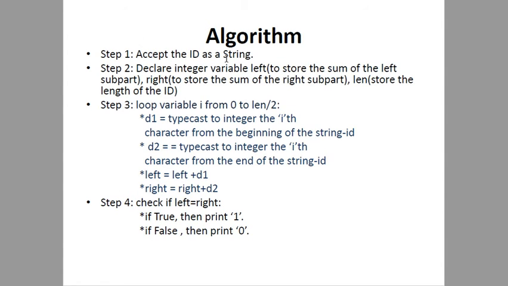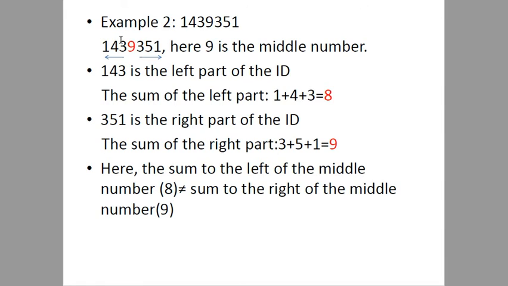And for the algorithm, the easiest way to do this is to accept the number as a string and declare these variables: left to store the sum of the left subpart, right to store the sum of the right subpart, and length to store the length of the ID, which is always odd. So loop variable I from 0 to length divided by 2, that is, to the half of the string. So here we'll go from 1 to 9, so basically just this half. I goes from 1 to 4 to 3, and it doesn't go to 9, it goes till here.